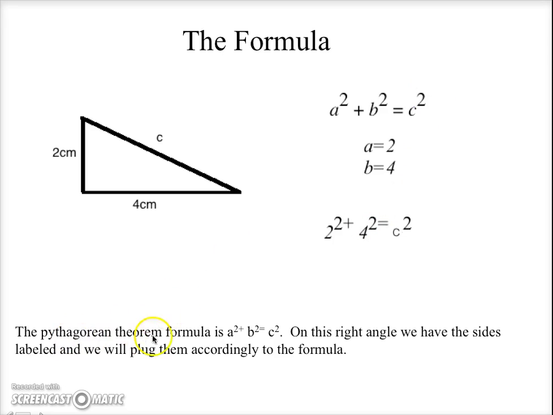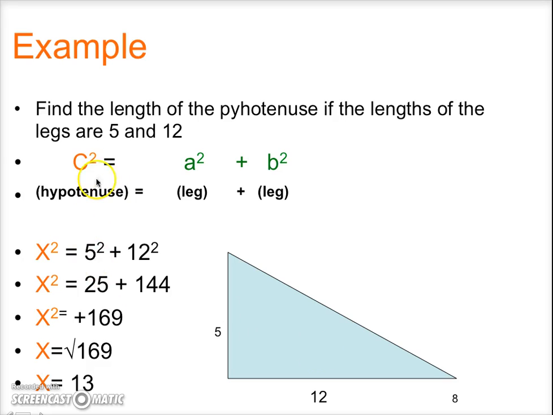The Pythagorean theorem formula is, as we said before, a squared plus b squared equals c squared. On this right triangle, we have the sides labeled and we will plug them in according to the formula, like we did before. Example: find the length of the hypotenuse if the lengths of the legs are 5 and 12. A squared plus b squared equals c squared. You can plug the 5 and the 12 in either a or b.